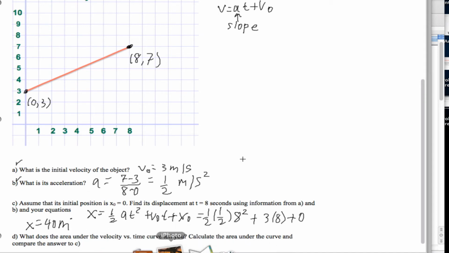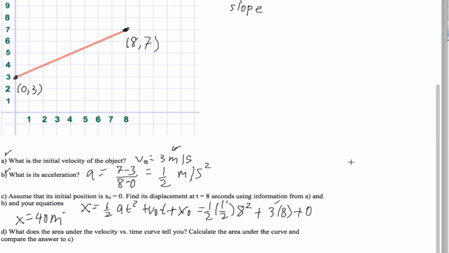So again, the a is 1/2, and I'm plugging that into here. And the initial speed, or the initial velocity, is 3, which I'm getting from part A. So I'm plugging that into there to get 40 meters.